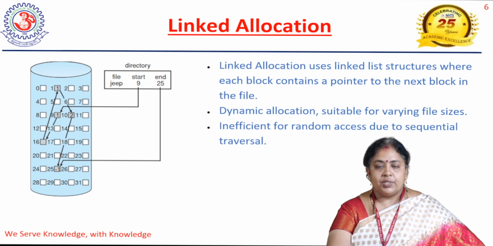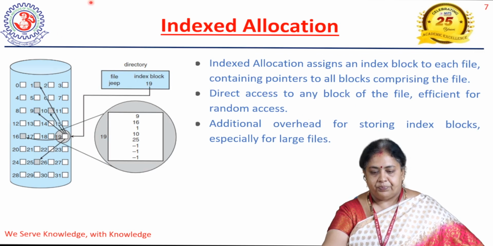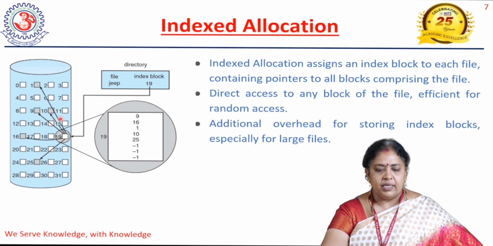So we can go for another allocation method that we call indexed allocation. It is similar to linked allocation, but here we are going to assign an index block to each file containing the pointers. So instead of storing the address of the next block in the previous block, we dedicate one block in order to store all the pointers. That we call indexed allocation.